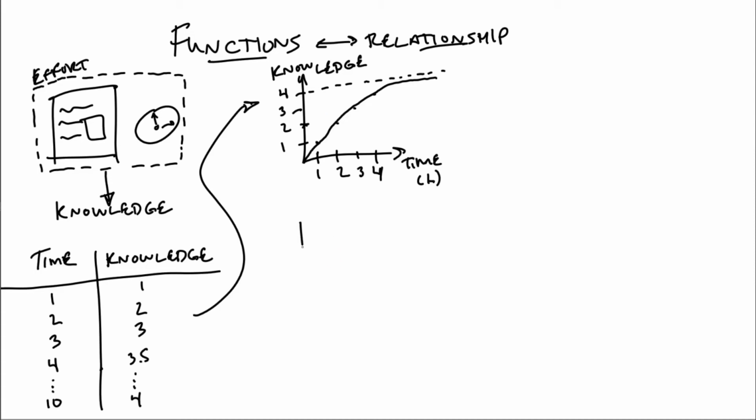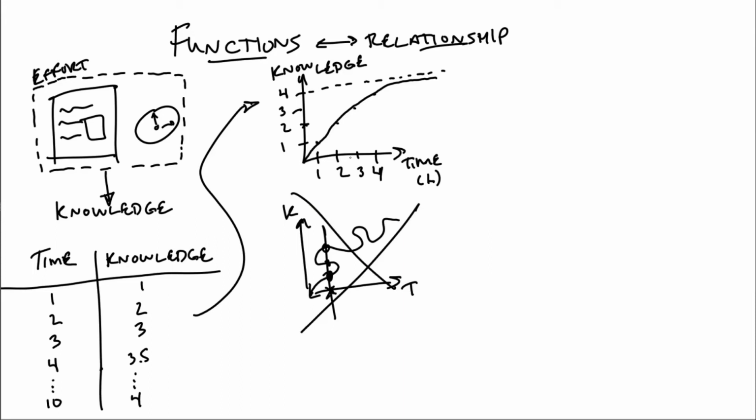An example of a graph that isn't a function would be, say, you had, I'll just say K and T for knowledge and time. If your study curve looked something like this, then you would see that you could get different amounts of knowledge, 1, 2, 3, for a specific amount of time that you put in studying. So this is not a function.